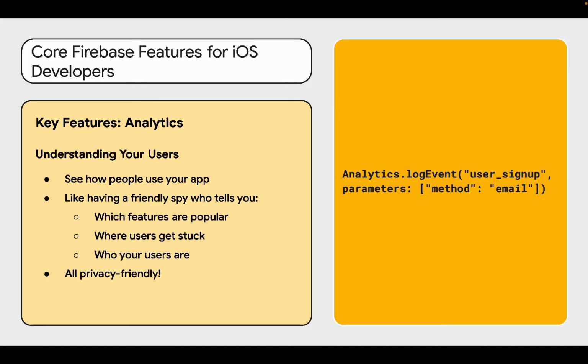Now, another key feature is analytics. See how people use your app. It's like having a friendly spy who tells you which features are popular, where users get stuck, who your users are, and it's privacy friendly. If you are using analytics, which I'll be demonstrating later on, you can see where your users are, the most visited features, and where your users are coming from. Are they coming from Nigeria?